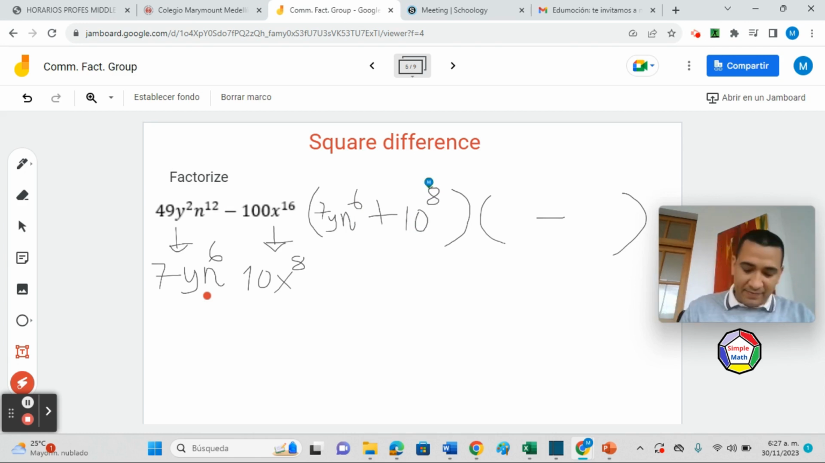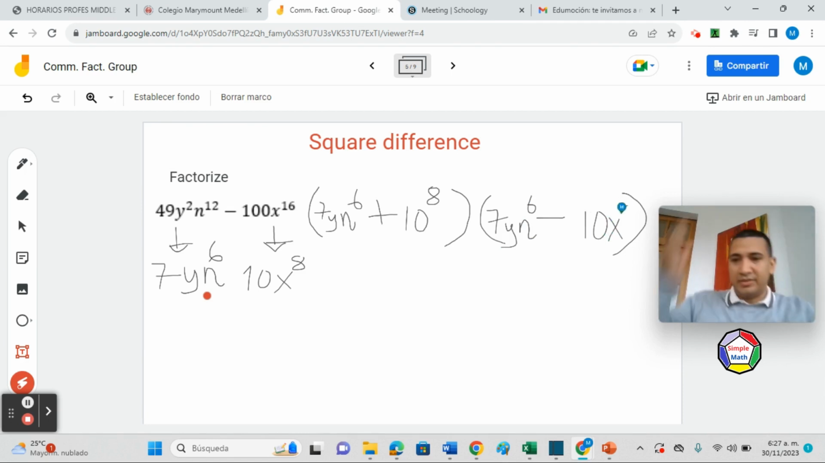and then I do the same thing in the next parenthesis with the same things. This is 7y n exponent 6 and 10x exponent 8. And that's all. That's the answer of the exercise. If you see, between the 2 parentheses, there is a multiplication sign.